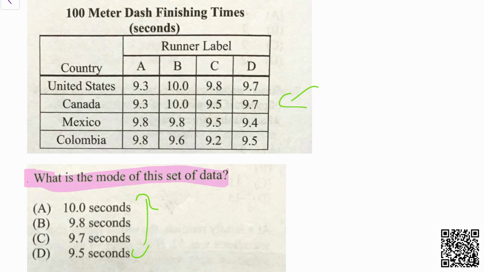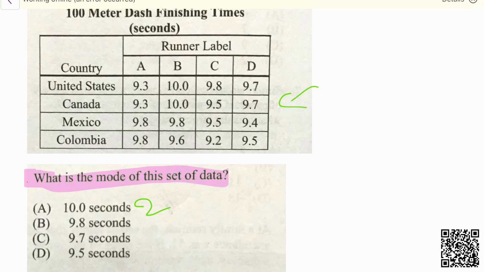So 10, this one doesn't have any. This one has 2. This one doesn't have any. That one doesn't have any. So 10 only has 2. 9.8, this one has 2. This one has 1, and this one has 1. This one has none, so this is 4.